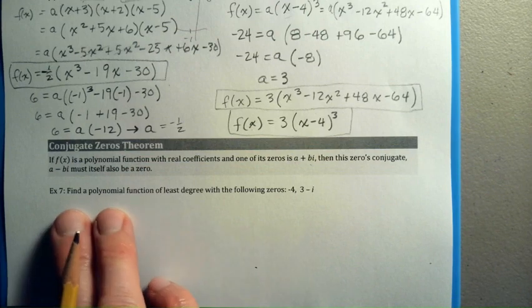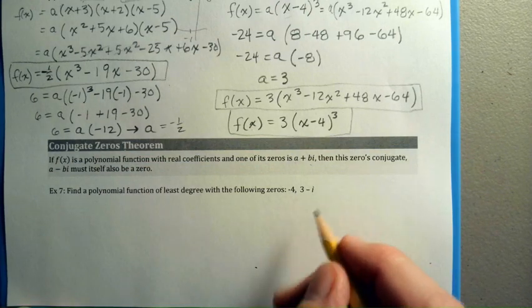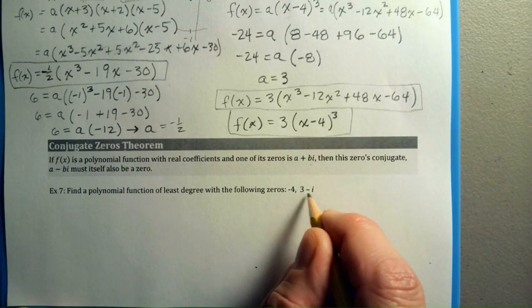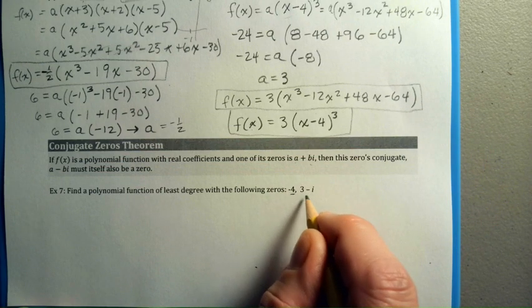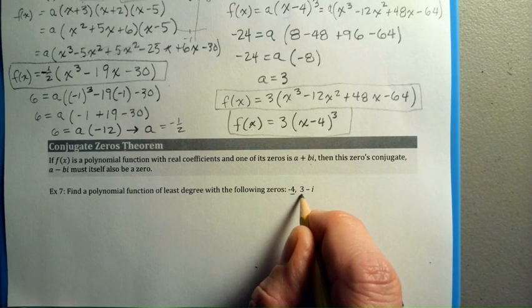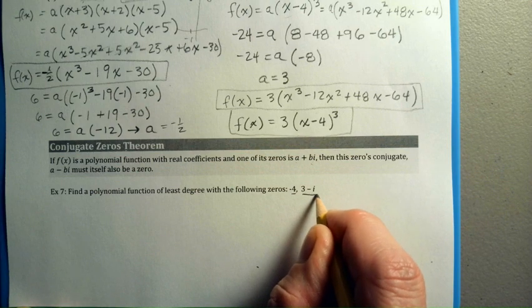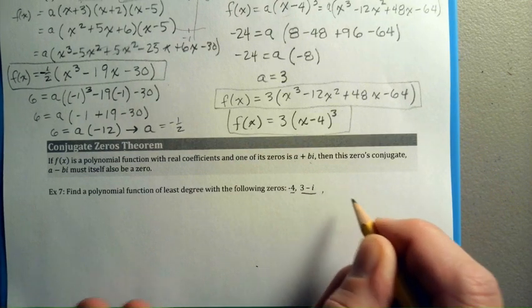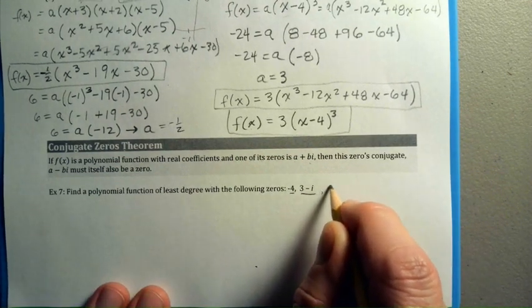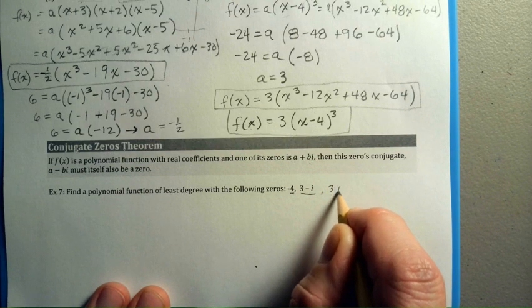So we want the polynomial of least degree. They give us two solutions here. Be careful, this is not 3 and negative i. It's negative 4, and then the other solution they gave us is 3 minus i. So that also means that I know that one solution has to be 3 plus i.